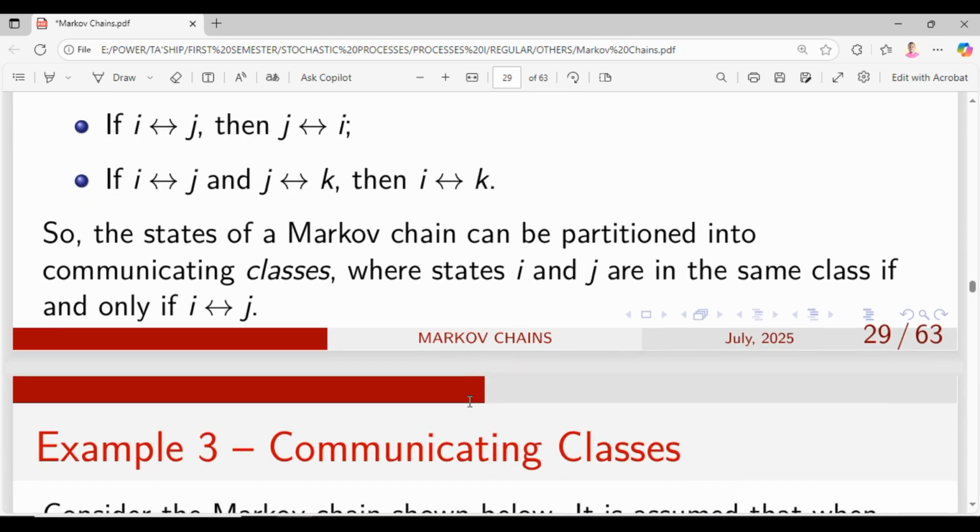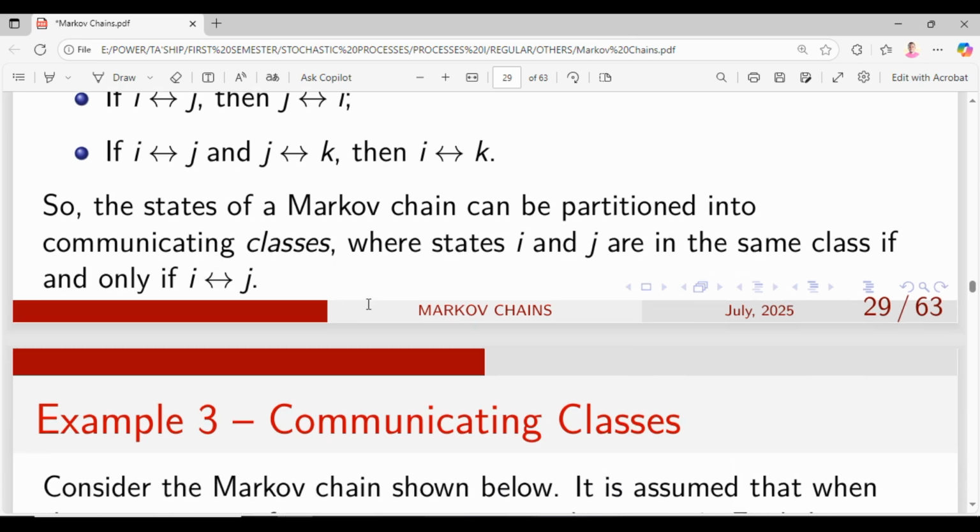The states of a Markov chain can be partitioned into communicating classes, where states I and J are in the same class if and only if they communicate. So states can only be in the same class if they communicate.